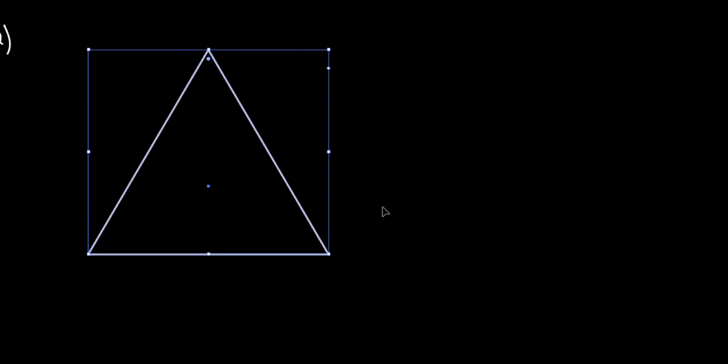The first one's a triangle. And they do draw the picture for you, okay? So you don't have to draw it or anything. They give you this. It's an equilateral or a regular triangle, I guess, if you want to call it that. Let's put the center right there.